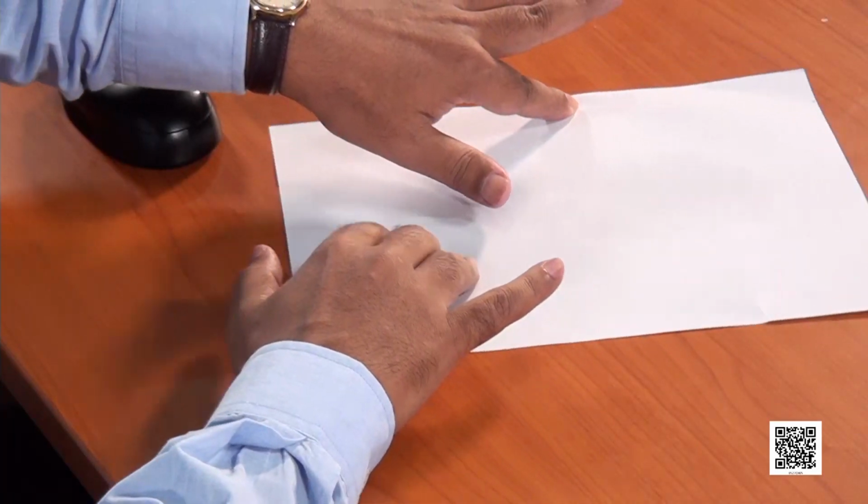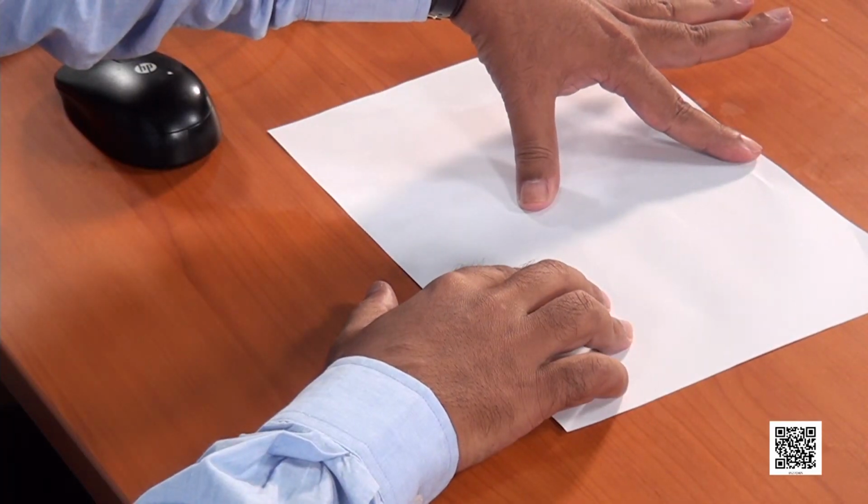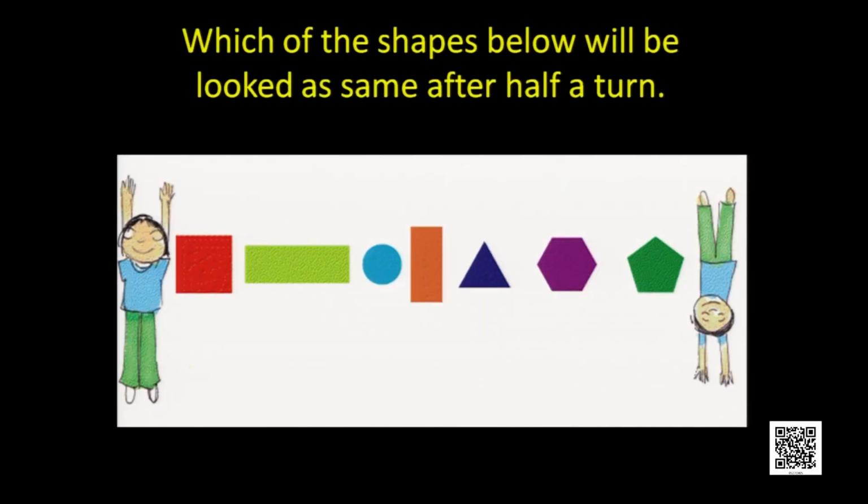Suppose this is a rectangular piece of paper. I am taking the second one, I am not taking the square. Rectangle, the position is like this. So I have to turn it half. See, this is 90 degrees, then this is 180 degrees. So it looks similar. So when I turn half, then this rectangle looks similar. Similarly, in the case of a circle, on a half turn it looks the same. So in the case of a square, you see the first one, the square on a half turn looks the same also.